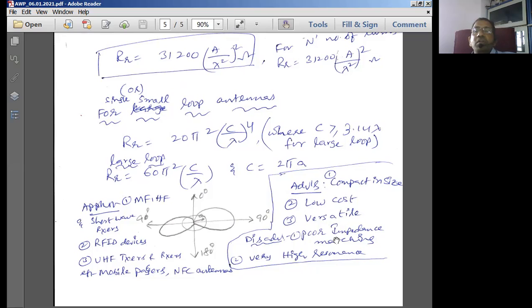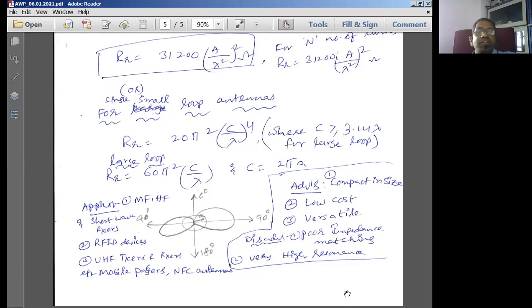What are the major drawbacks of this? It is going to have poor impedance matching. Therefore, wherever we have a problem of impedance matching, we normally use this kind of antenna. Then it normally has a very high resonance effect. So these are the drawbacks of loop antennas.